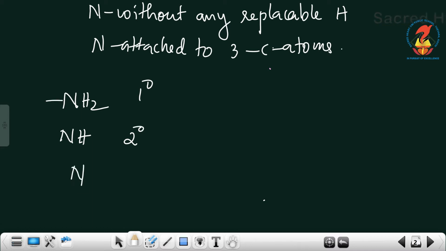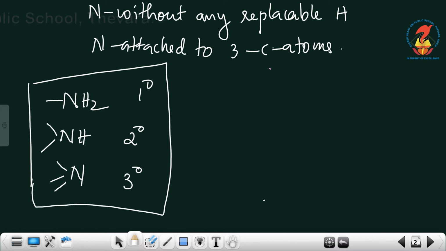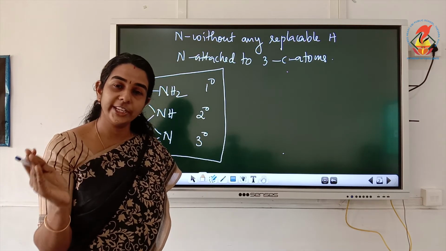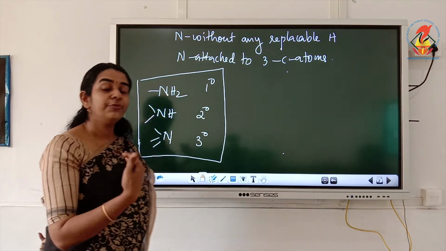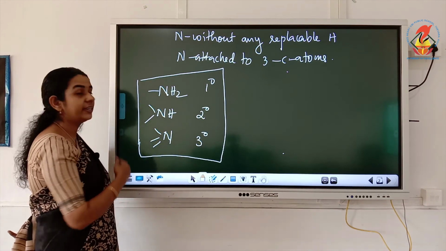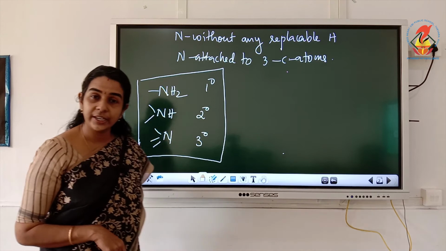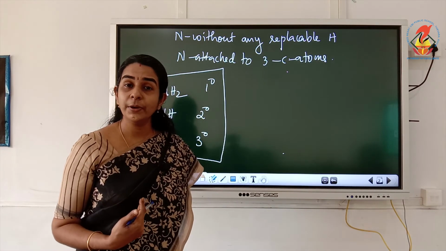If it is NH2, only 1 free valency. If it is NH, there will be 2 free valencies because nitrogen valency is 3. So here only 1 hydrogen, so 2 remaining valencies. Here there is nitrogen only, no other hydrogen, so we have to draw 3 free valencies. If it is N only, it will be a tertiary amine. This is the easy way to identify, just like alcohols we have studied. If it is CH2OH, primary; CHOH, secondary. If it is COH without any hydrogen, it will be tertiary.